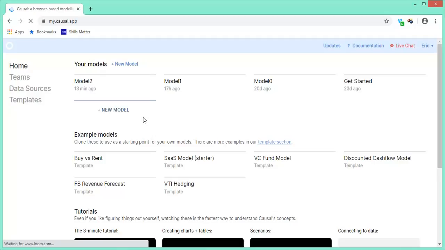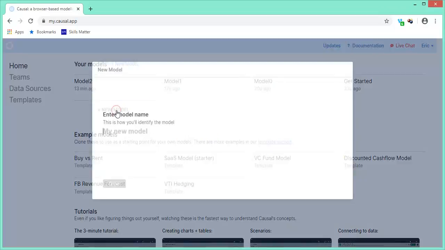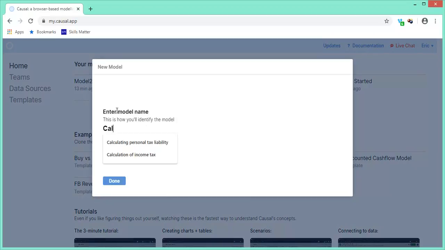So today we're going to use Causal to calculate the income tax for an individual. So go to new model, do calculation, income tax. This happens to be there. Okay, and done.